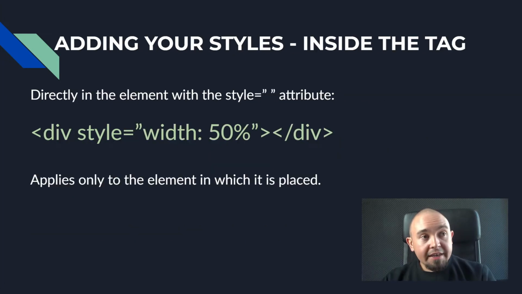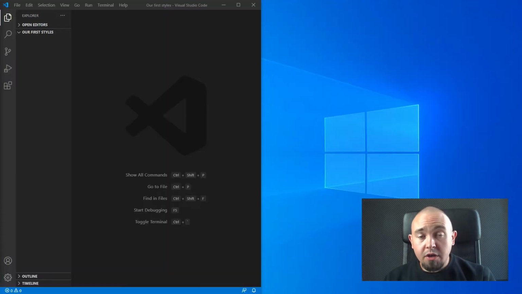The last way of adding CSS to our HTML document is to place our styles directly in a specific HTML element. What we need to do in this case is to choose the element we want to change, create the style attribute in this element, and place our CSS in the value of the style attribute. But you have to remember that this way of adding styles applies only to this specific element where the style attribute is used. Now I want to show you how this all works in practice. We are in our code editor right now. Let's create our new HTML file.